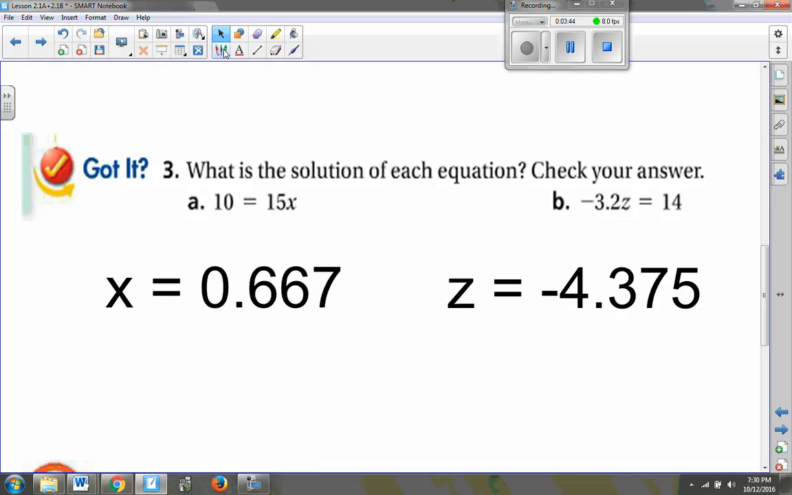We just undo the multiplication that we have by doing division. Divide by whatever number is attached to your variable. You'll find your answer, you'll find your variable isolated all by itself.